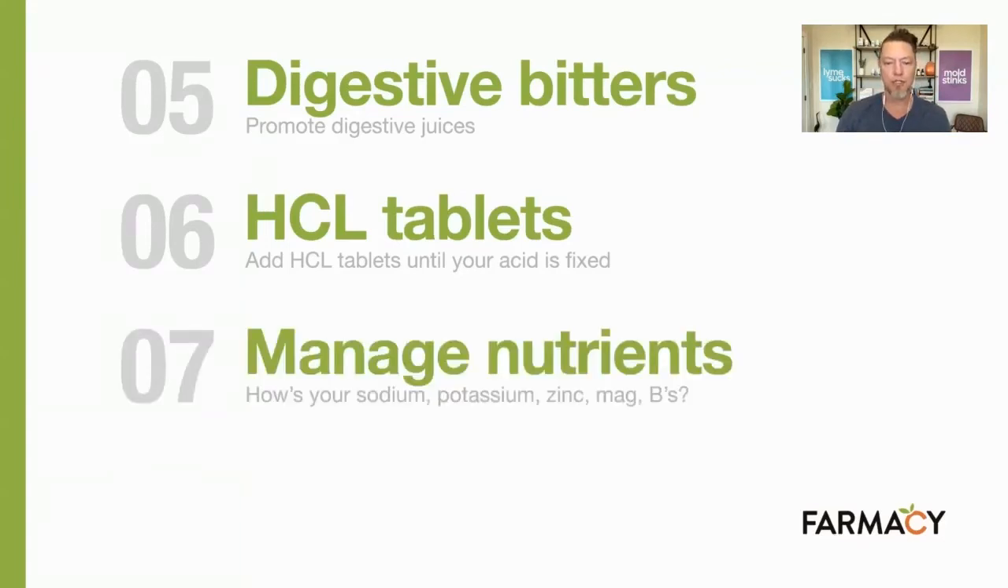Manage nutrients. So I think I mentioned this earlier. What happens is your body burns through these essential nutrients that are also required for making stomach acid. So whenever you have someone really chronic, you'll see stomach acid down, and because they're chronic, they're burning through what you see here. Sodium, potassium, zinc, magnesium, Bs, all those things get burned through in chronic conditions, and those are all needed for stomach acid.